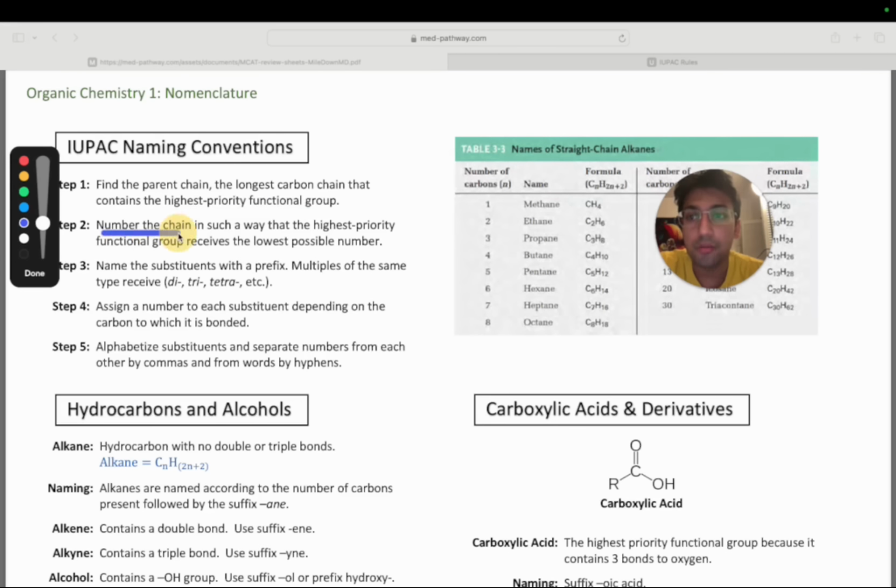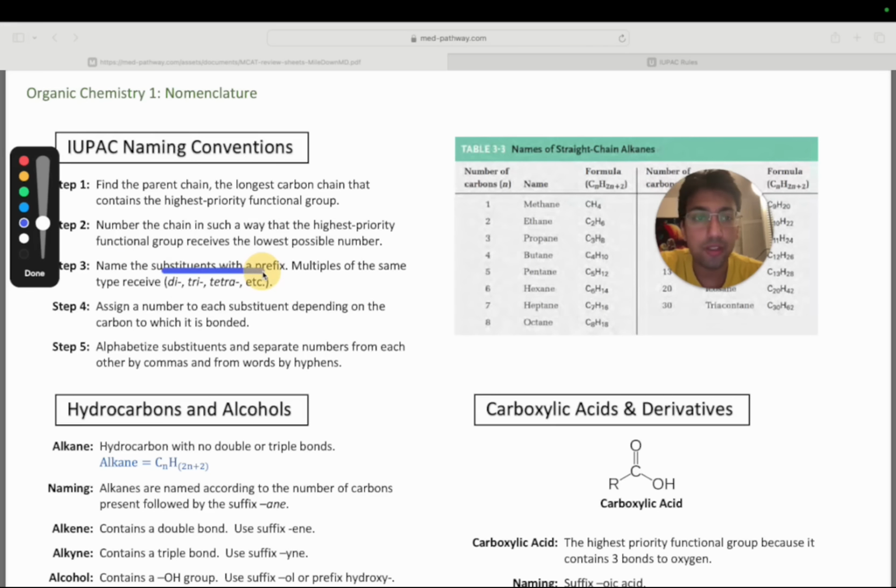Okay, then you number the chain in such a way that the highest priority functional group receives the lowest possible number. So remember when we were looking at a chain of 4 carbons and one of them was attached to a halogen, one of them was attached to a methyl, and we were trying to figure out which one is the 2 carbon and which one is the 3 carbon. This is how you figure out which way to look at it: you look at which functional group has the higher priority. In that case, the halogen had the higher priority.